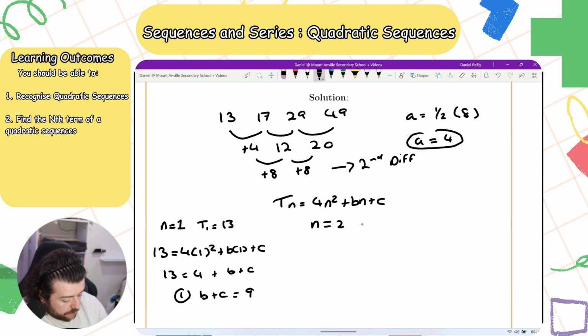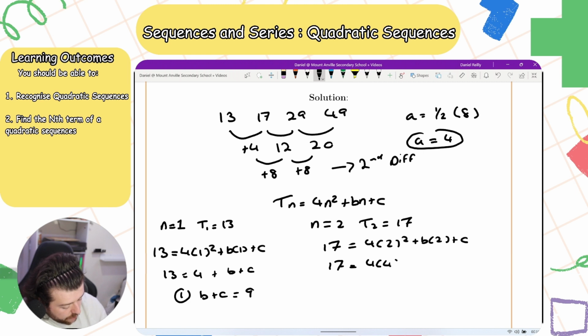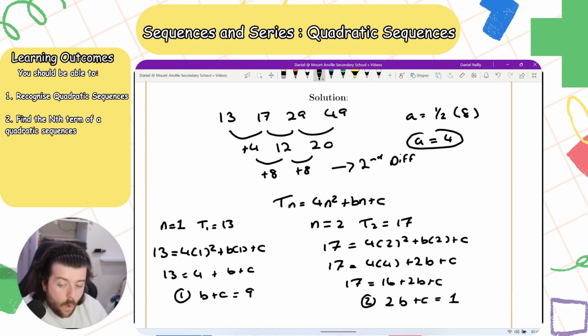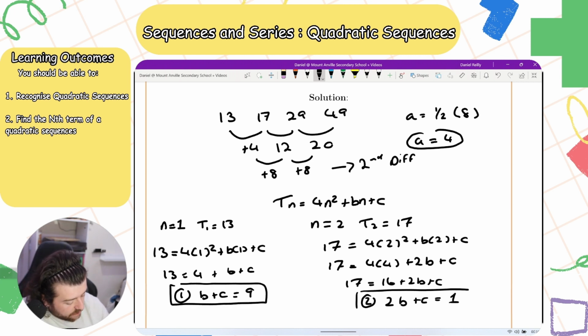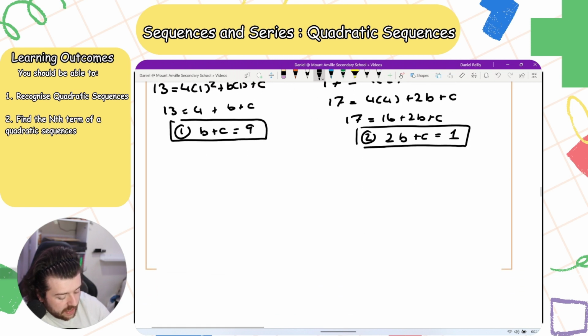Let's do my second one. Let's say n is 2, and then when n is 2, Tn is going to be equal to 17. So I'm going to have 17 is equal to 4 times 2 squared plus b times 2 plus c. 17 equals 4 times 4, because 2 squared is 4, plus 2b plus c. 17 is equal to 16 plus 2b plus c. My second equation is 2b plus c is equal to 1. So now I have two equations in b and c. Now I need to solve these simultaneously to get b and c.